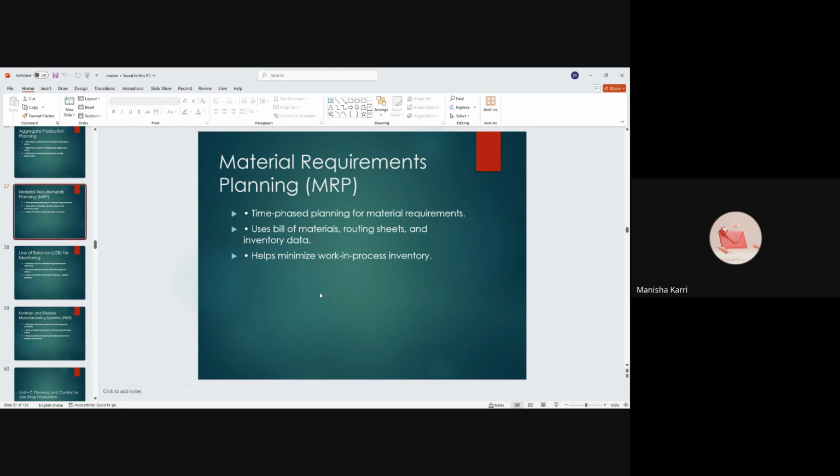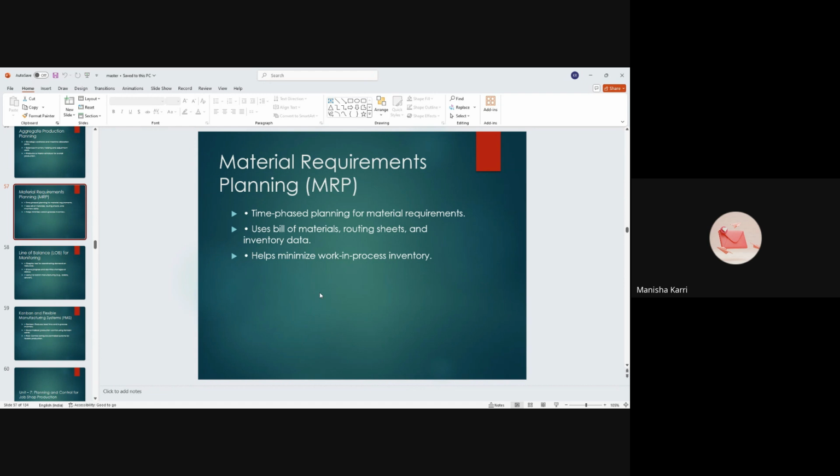There are some key components of MRP. Time-based planning for material requirements means MRP will schedule when materials are required at each stage of production. It considers the lead time, how long it takes to get materials, so that parts will arrive just in time for use, avoiding delays or any excessive inventory.